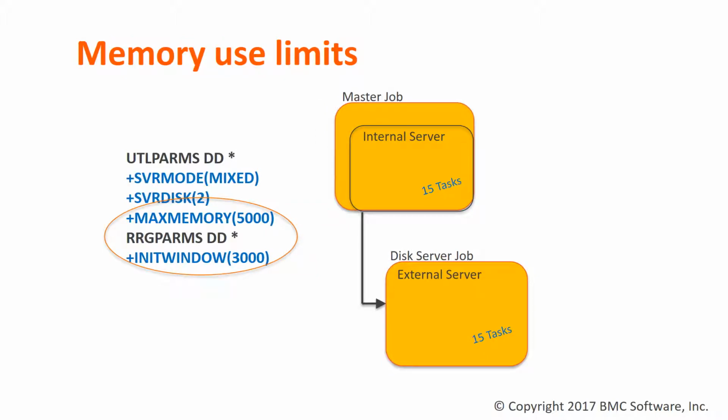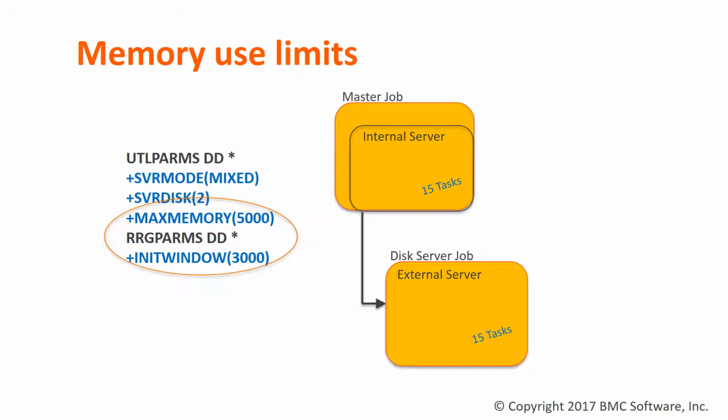Here we show the primary memory and server parameters as shipped with the product. Max memory is the memory limit for each server. Init window is the memory limit per task within that server. The master job queues up work, and the servers, whether internal to the master job or a separate job, process that work from the queue. This work can be reading or writing a partition of an index or a table space, or reading or writing an NPI, or writing the copy.